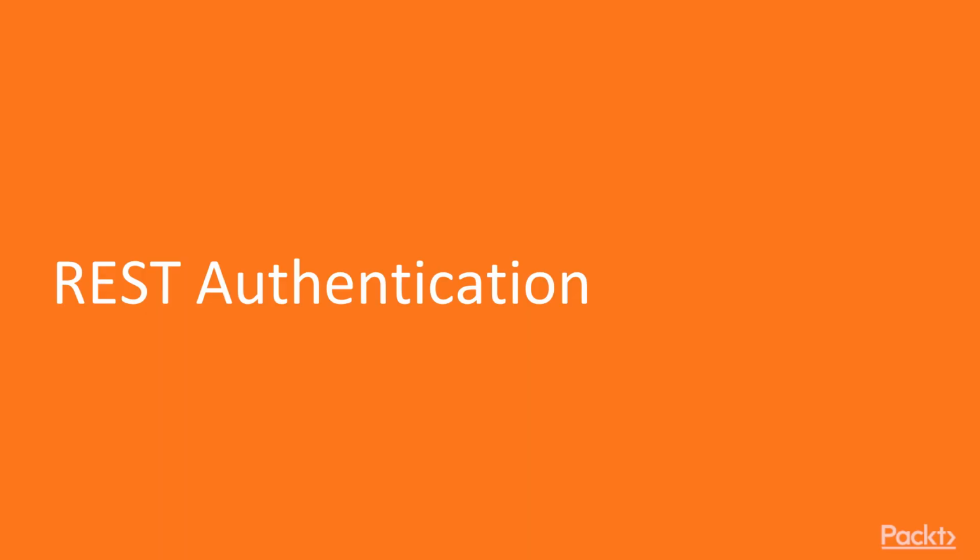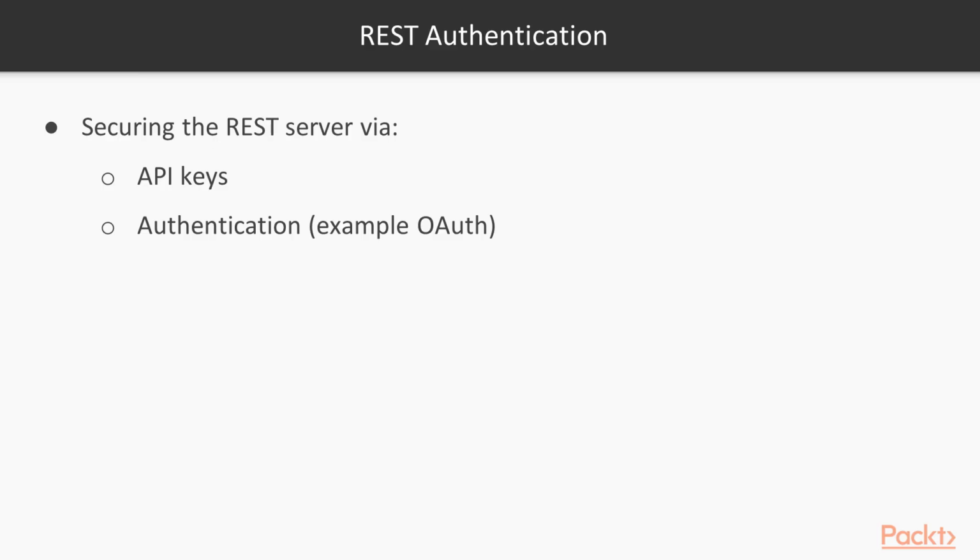In this video, we will look at two ways in which we can secure the Composer REST server. First, we will examine securing the REST server by using an API key. Secondly, we will use OAuth to authorize our GitHub account to connect to the REST server.